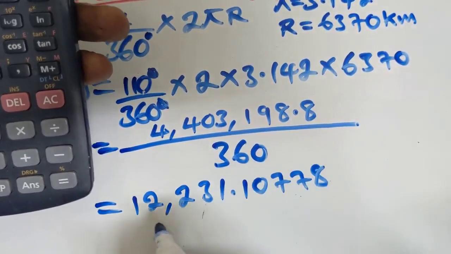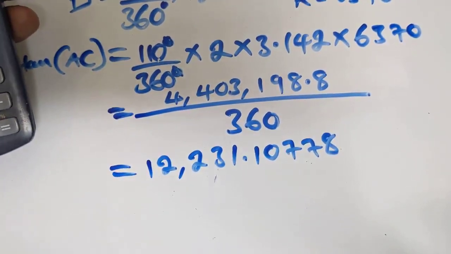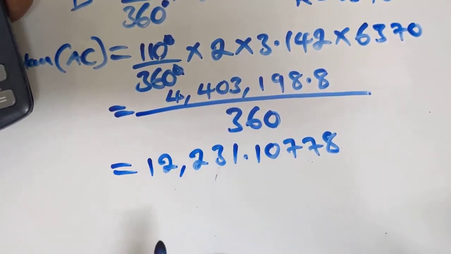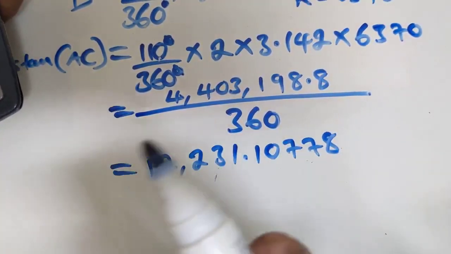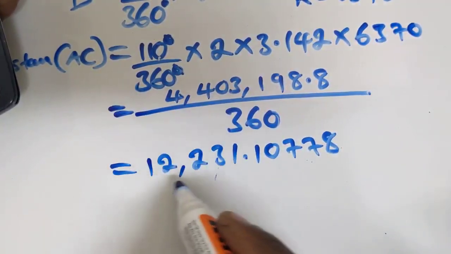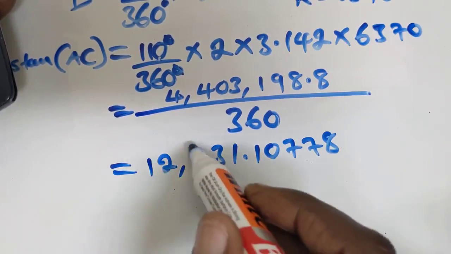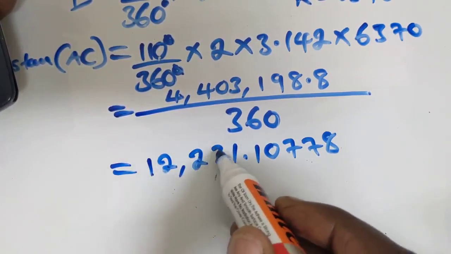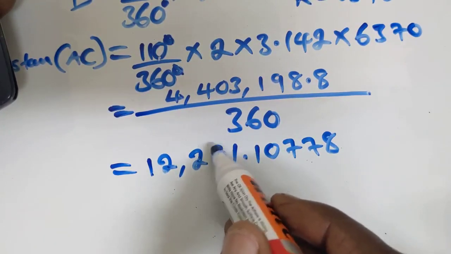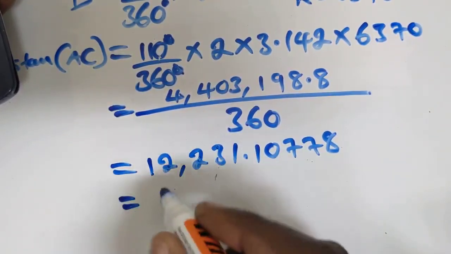231.10778, like that. Now I told you in the previous videos how to answer questions. If you're not given a specified solution where you need to round it off to any number or any decimal places, you round it to 3 significant figures, 3 important numbers. So 1, 2, 3. If the next digit is less than 5, you can't get 1, so the answer will be 12.